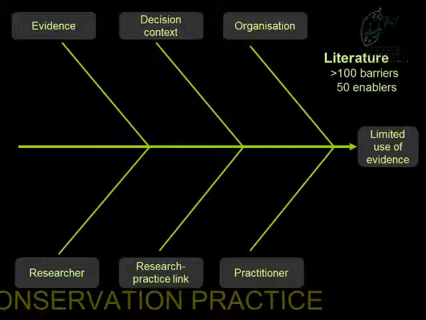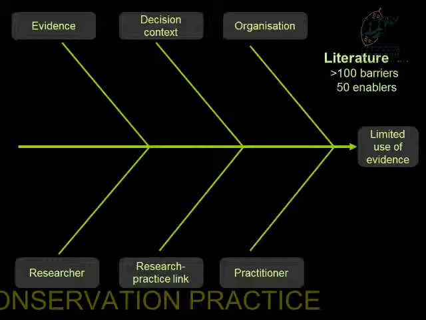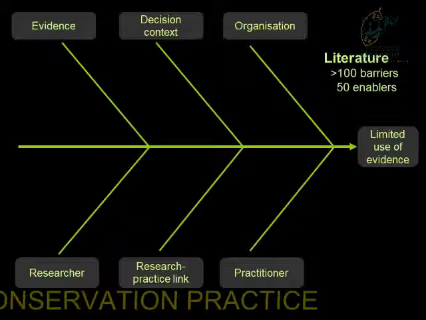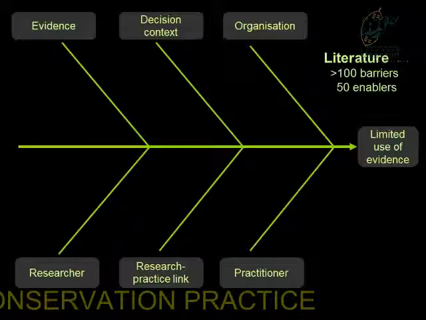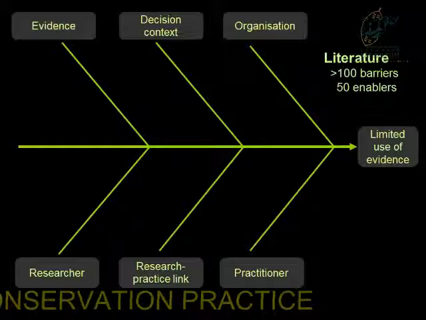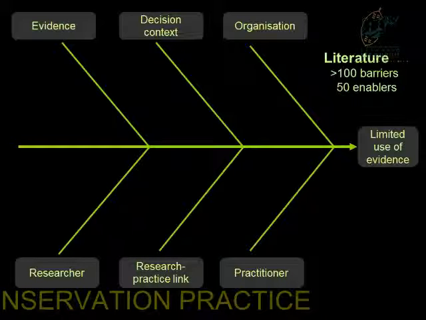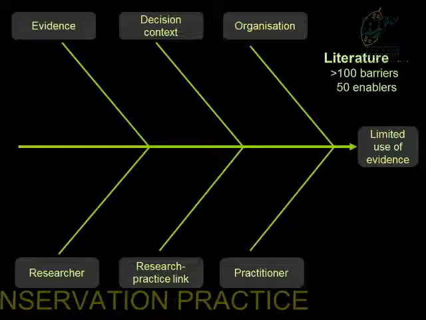So there were 6 different categories that the barriers fell into, and this is based on the literature. There were over 100 barriers that I found towards using science in practice. I'll go through them really quickly.